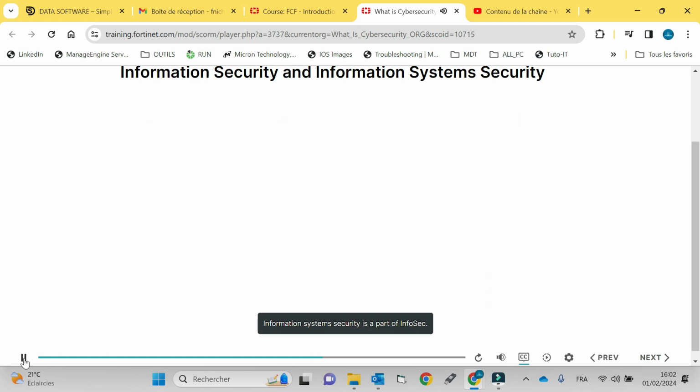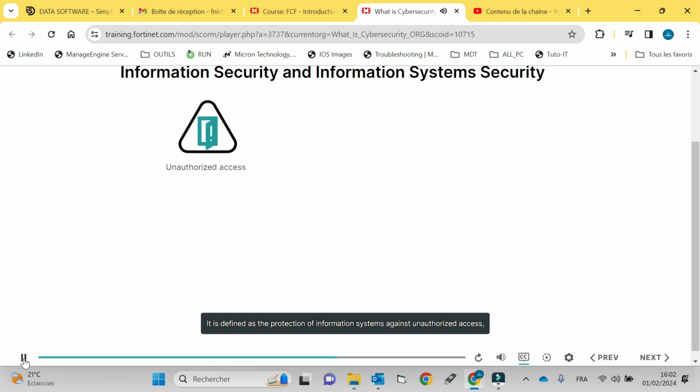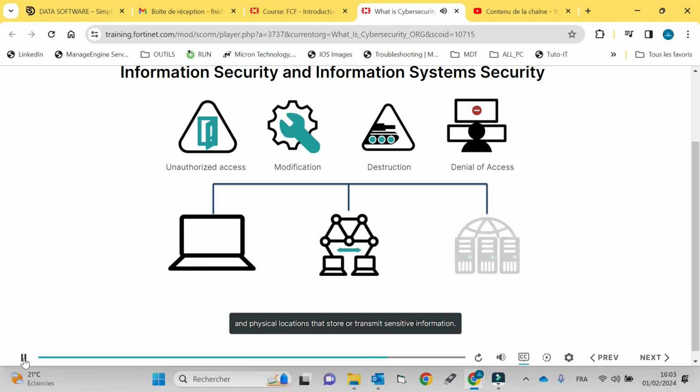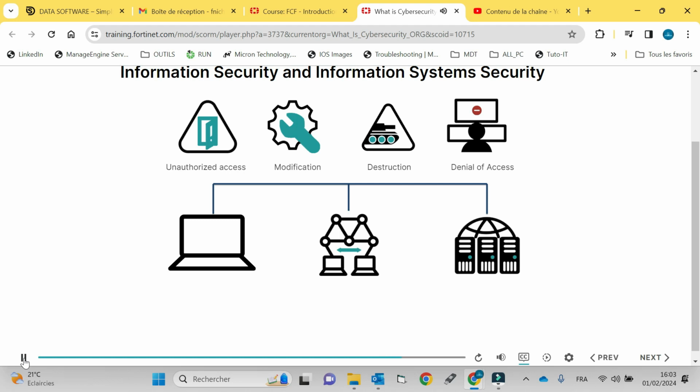Information systems security is a part of InfoSec. It is defined as the protection of information systems against unauthorized access, modification, destruction, or the denial of access to authorized users. Information systems include the devices, computer networks, and physical locations that store or transmit sensitive information. The form of the information can be digital or physical.